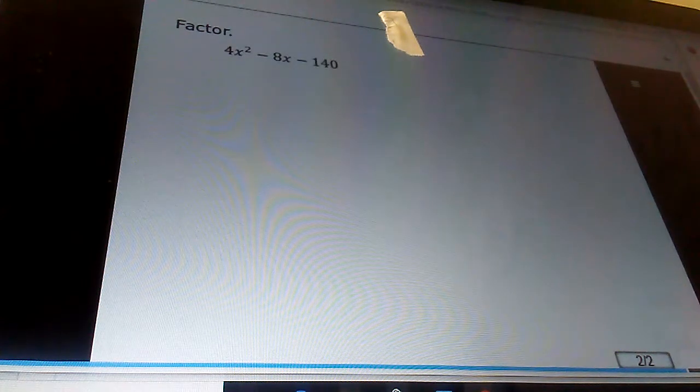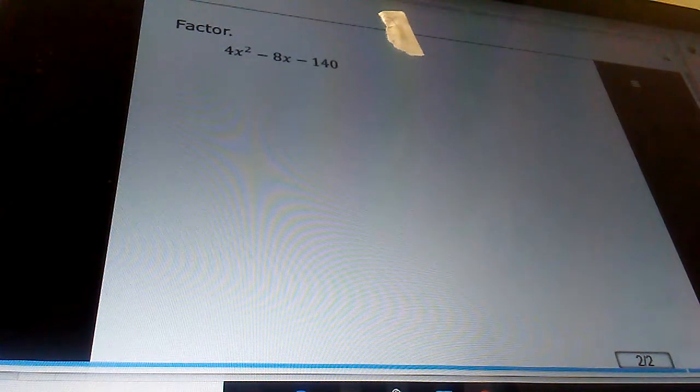We want to factor 4x squared minus 8x minus 140. Before factoring a trinomial, always check the terms for a common factor. Notice that 4, 8, and 140 are each divisible by 4. So we'll factor the 4 out first. Let's write each term as a product with 4.